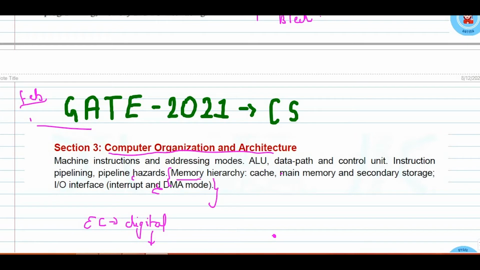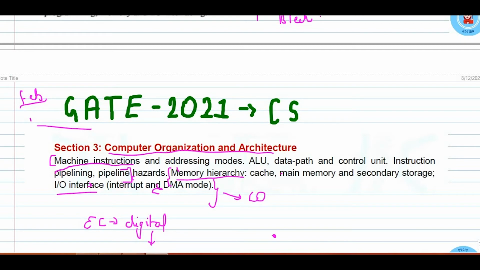The memory hierarchy, how the memory is managed, how the IO is managed with the CPU, all these things come under computer organization. Now the very first part of the syllabus, this very line, machine instruction and addressing mode. Till here they have written in your syllabus also, that is the ECE syllabus. They have copied the content straight away from the GATE CS syllabus into the ECE syllabus. See, machine instruction, addressing modes.